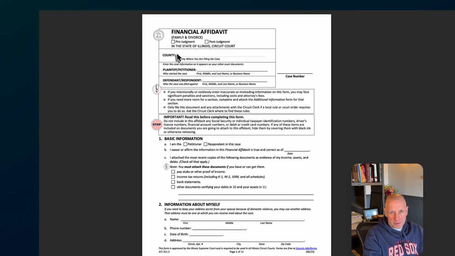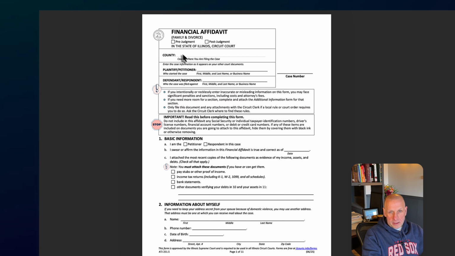Let's just go over the basic forms. You could either print this out or you can actually do it directly on screen. A lot of these are going to be pre-judgment. You want to select that. That means before the case, before any divorce or family case. This is post-judgment. This means essentially after a judgment, an initial judgment has been entered, say a modification. You want to select one of those. It's not critical, but it's helpful.